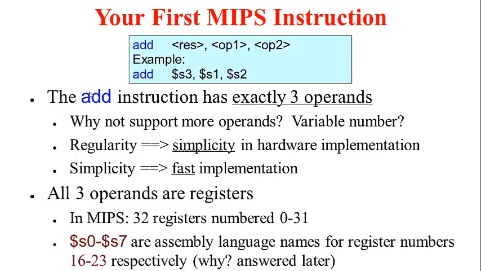As I said, all 3 operands of the add instruction are registers. There are actually 32 registers which are numbered 0 to 31. In assembly language, these registers are called $0 to $31. It's not that $0 corresponds to $S0. In fact, $S0 corresponds to $16 and $S7 corresponds to $23. $S0, $S1 and so on are in some sense symbolic names for the numbered registers $0 to $31.